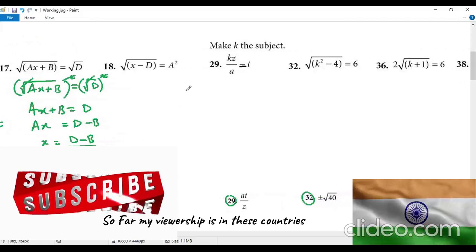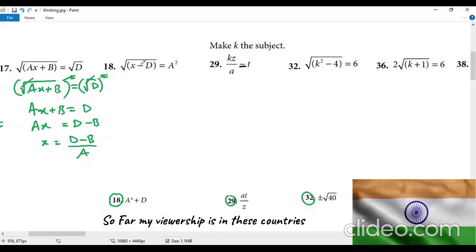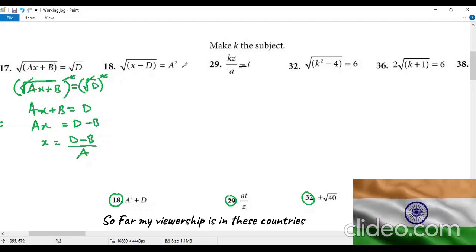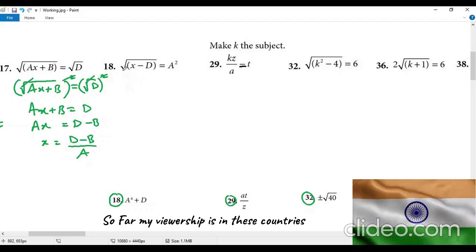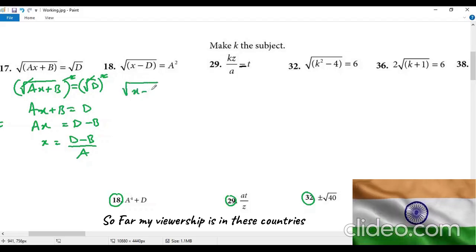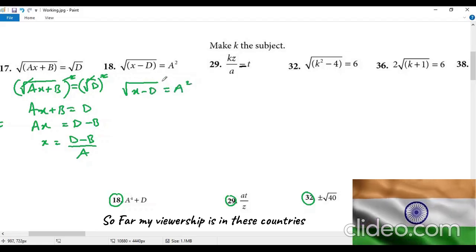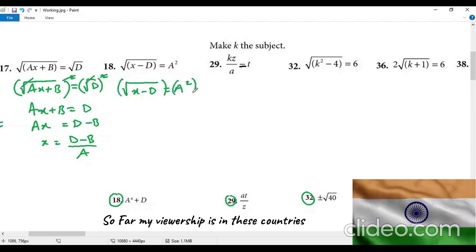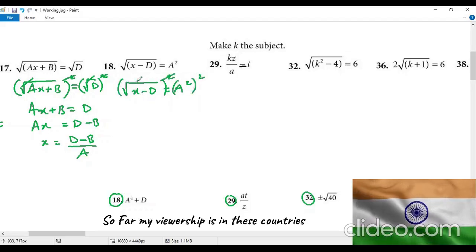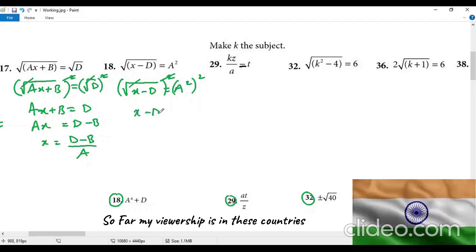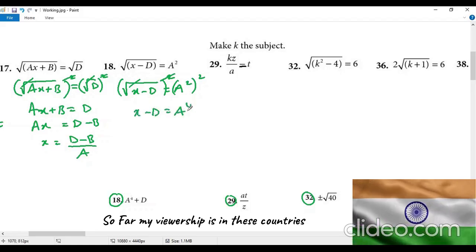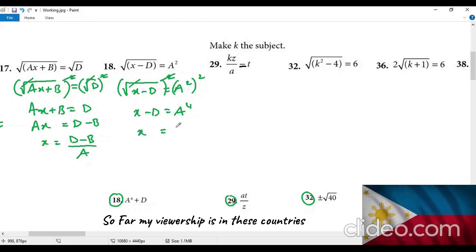When it comes to question number 18, one side it has a radical sign, other side is a square. So we are going to remove this sign of square root, and the way is to square both the sides. So if both the sides are squared like this, this square is going to cancel the root, and x minus d is going to be equals to a power 4, and x will stay here, and a power 4 plus d is going to be your final answer.